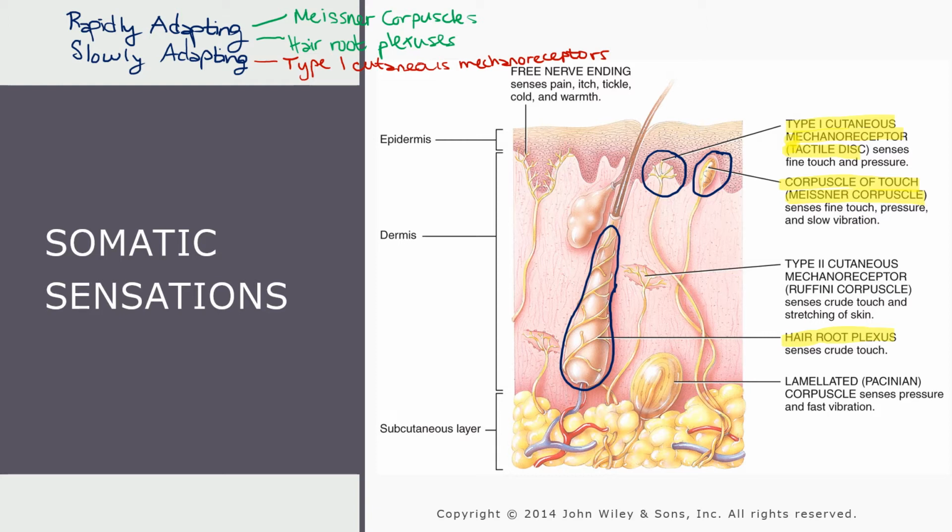Now the second type of slowly adapting receptor is going to be the type 2 cutaneous mechanoreceptors. And these are also called Ruffini's corpuscles. So Ruffini's corpuscles, these are going to be right here. These are elongated, encapsulated receptors that are located deep in the dermis and in ligaments and in tendons. They're most sensitive to stretching that occurs as the digits or limbs are moved.